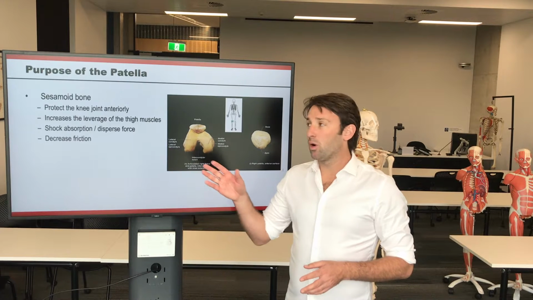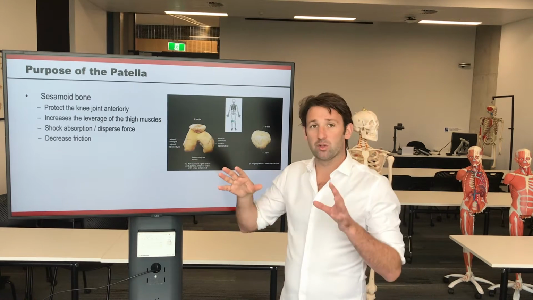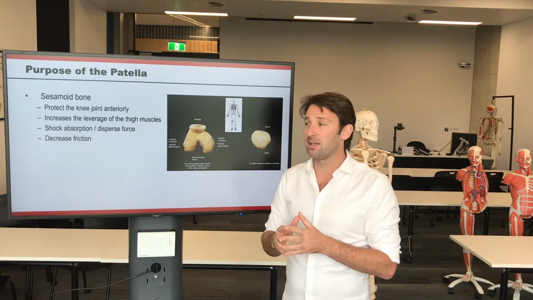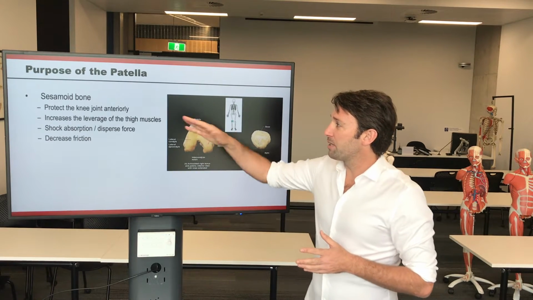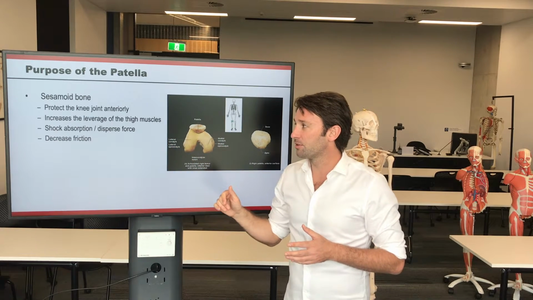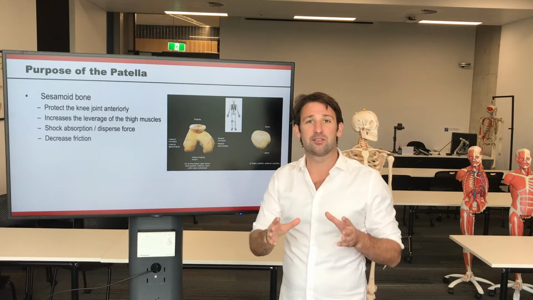We'll have a look at the roles or the purpose of the patella. So there's four different roles of the patella. Remember, the patella is the sesamoid bone, which means it fits inside a tendon. So it protects the knee joint anteriorly, it increases the leverage of the thigh muscles, it works as a shock absorber and disperses force, and it also decreases friction.